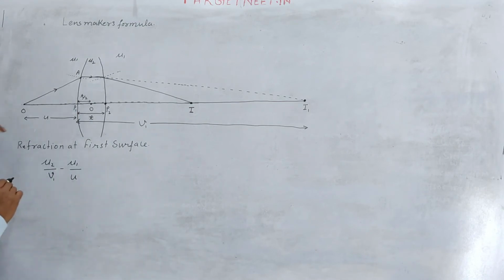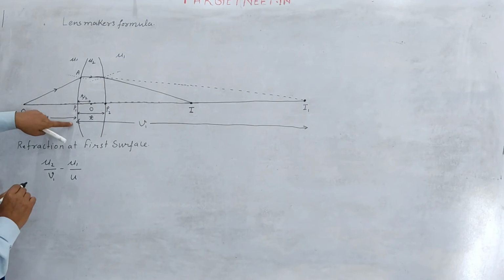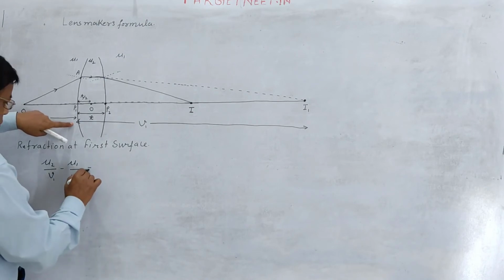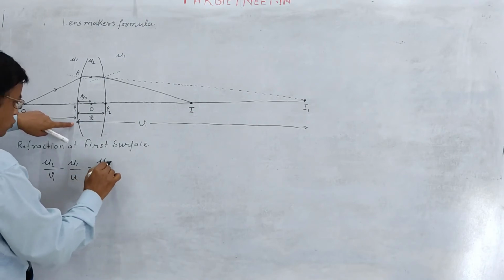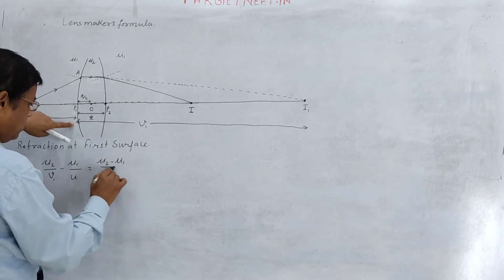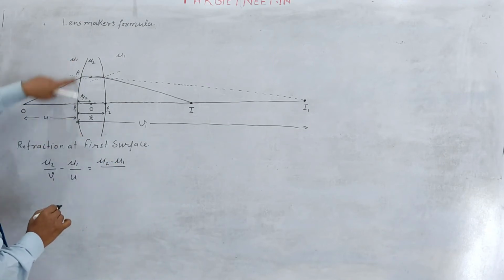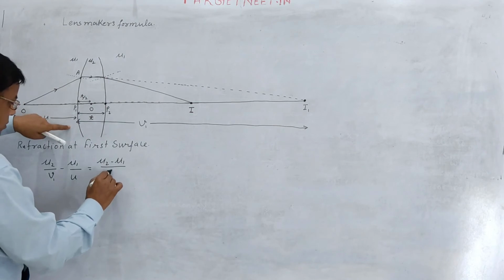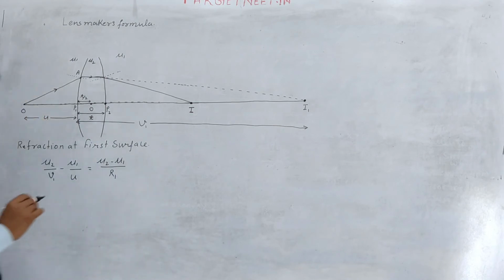And then equal to mu2 minus mu1 upon R1, R1 for the first refracting surface. Right? This is equation 1.